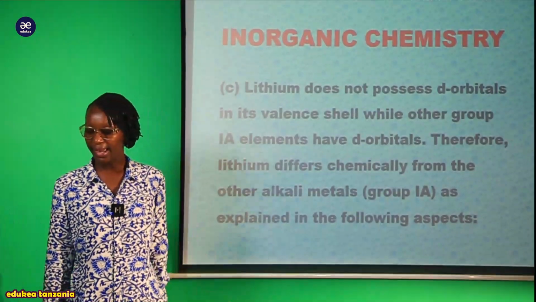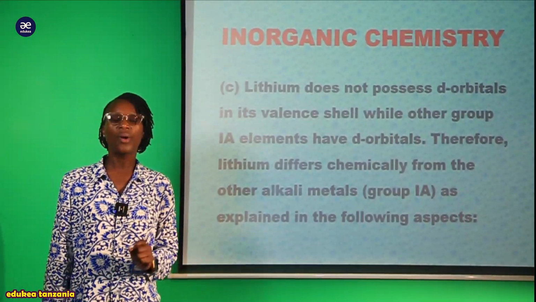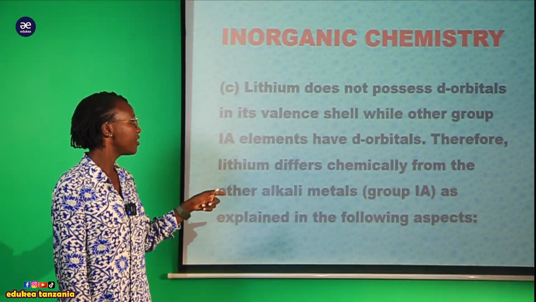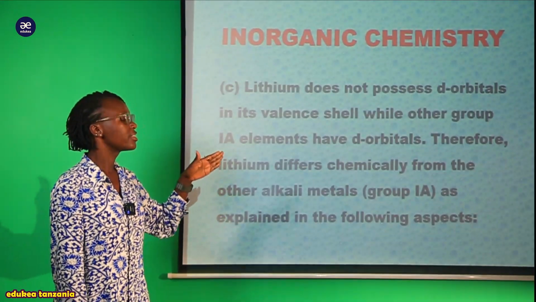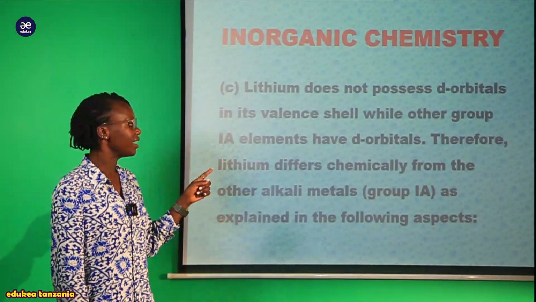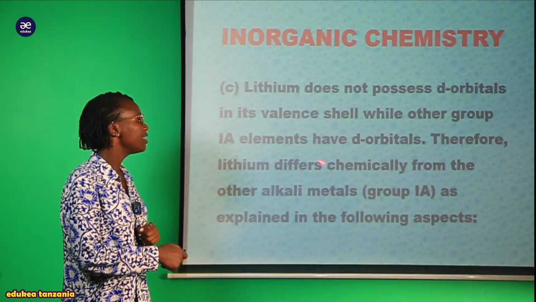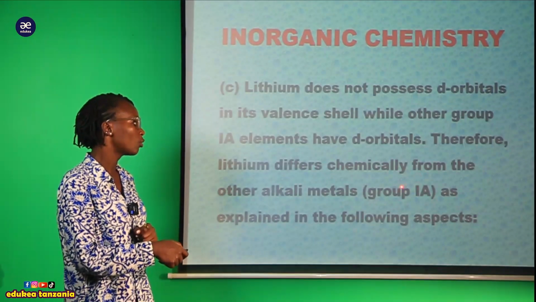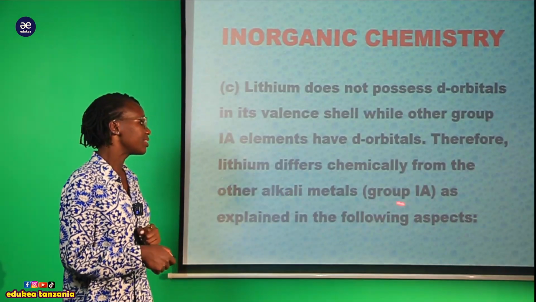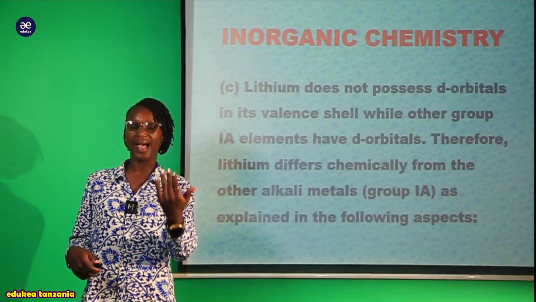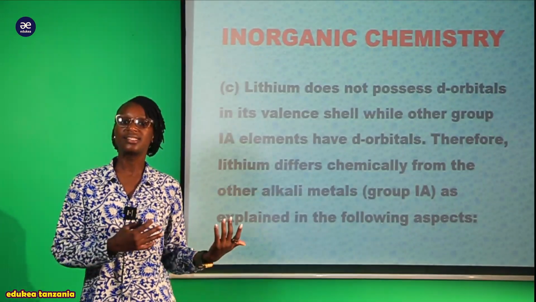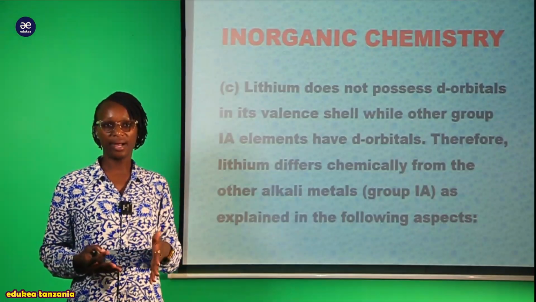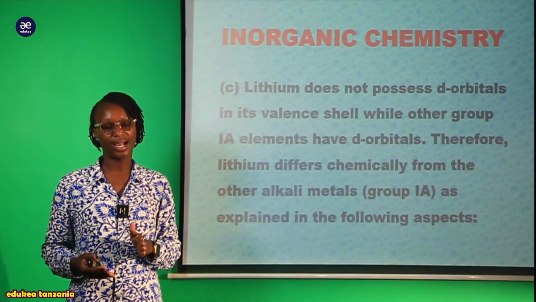Now according to this reason, my student, we have to look at many aspects which describe the different chemical behavior of lithium. You have to understand here, it says that therefore lithium differs chemically from the other alkali metals, which are group 1A, as explained in the following aspects. So we have some of the aspects which show this chemical difference between lithium and its members of group 1A, which are alkali metals.